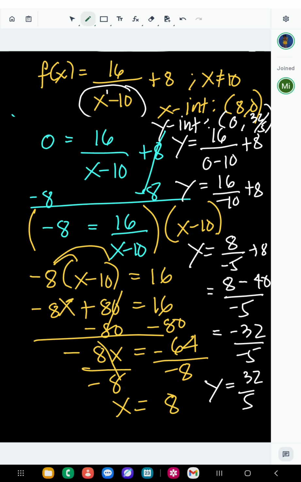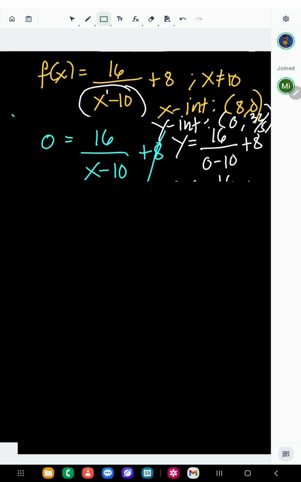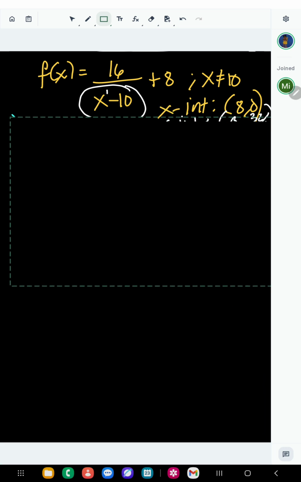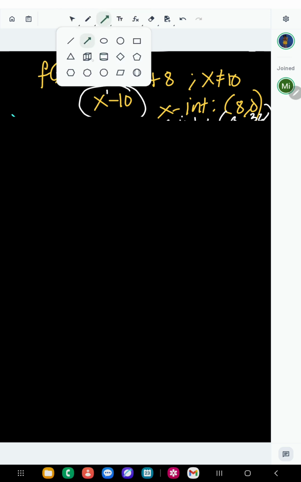Okay, you got that? And then it says we need to graph this. Can I delete this one, the bottom part? Okay. So let's graph this.